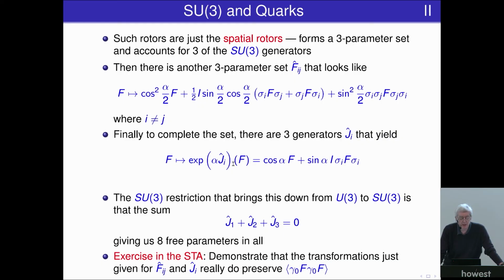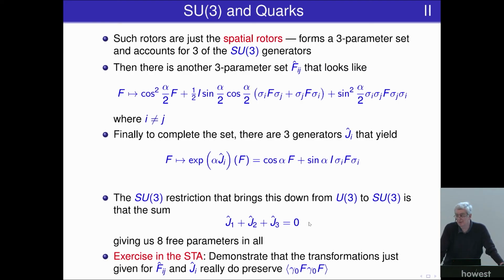X of alpha J_i f as an operator is cos alpha f plus sine alpha I sigma_i f sigma_i. So you reflect in that and multiply by I. And that gives you 3 lots of 3. And the restriction that brings it down from U3 to SU3 is that this sum has to be 0.